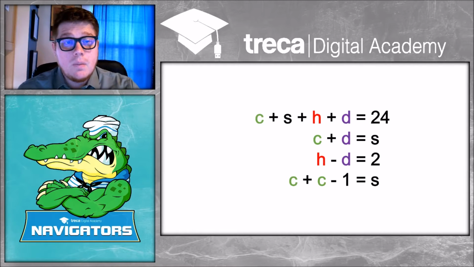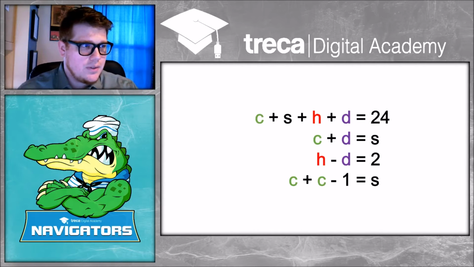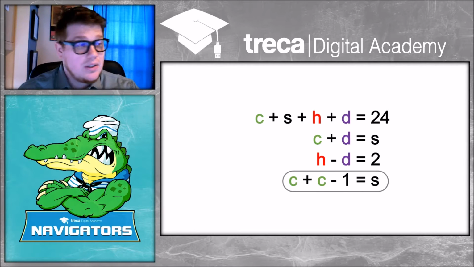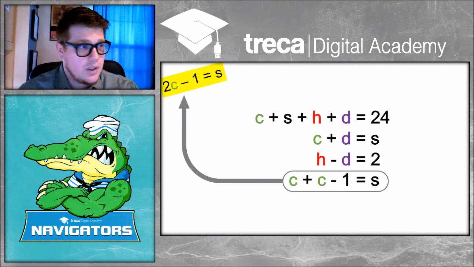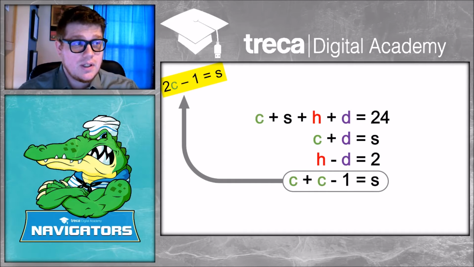Okay, so looking at these, I see at the bottom I can write spades in terms of clubs. Spades are equal to club plus club minus 1. So 2 clubs minus 1 is what our spades are equal to. Now I'm taking a look at our equations, and I can daisy chain this information to rewrite everything in terms of clubs.